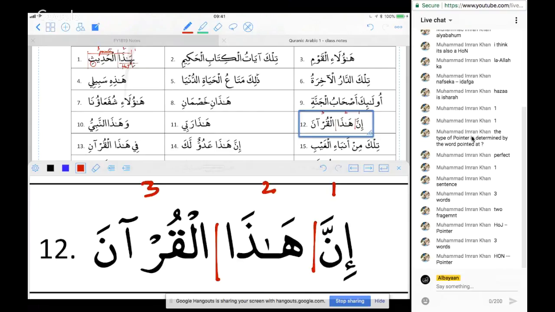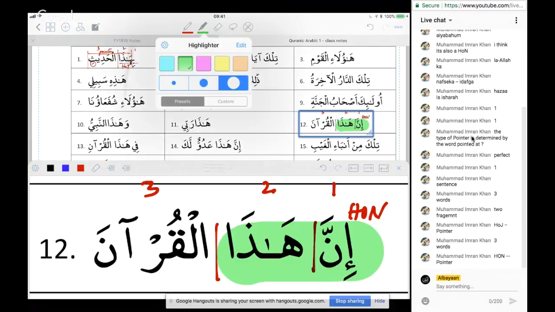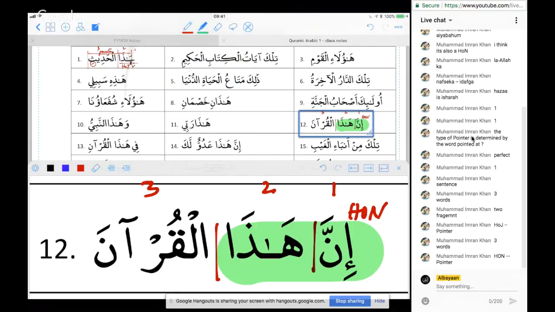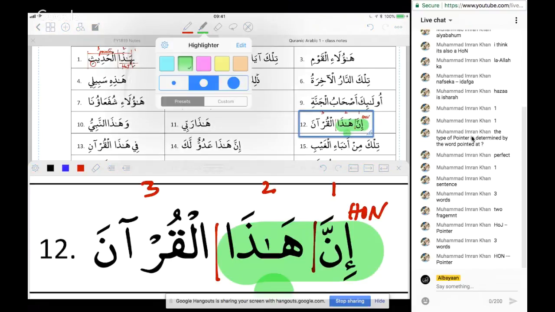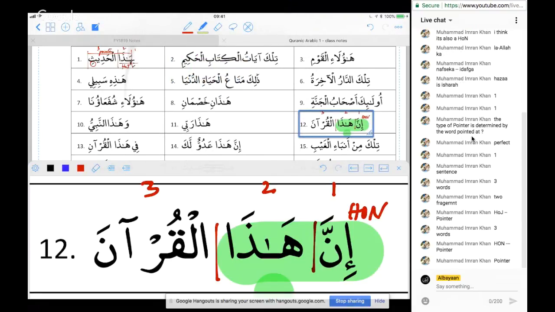Yes, that's right. So inna is the harf of nasab. Anything else? So there's another one, which is Hazal Qur'ana. Hazal Qur'ana is a pointer fragment, right? This one is a pointer fragment, because you found Haza, and there is an al after it, and the four properties match.